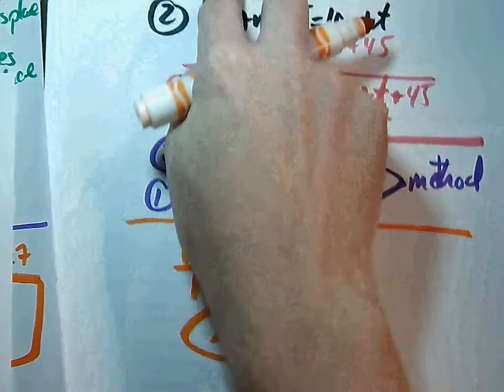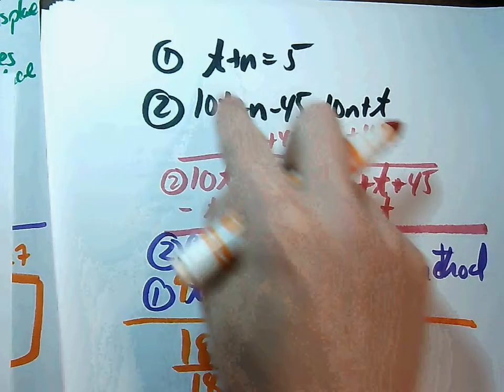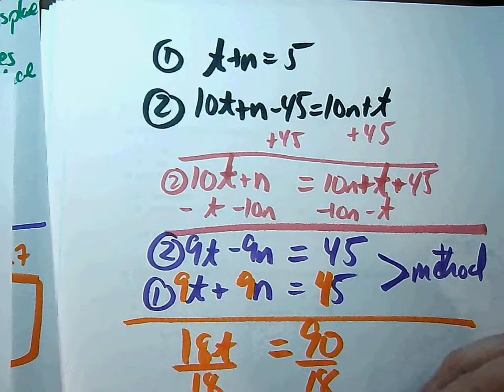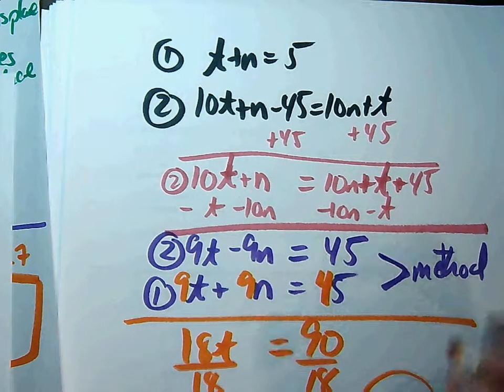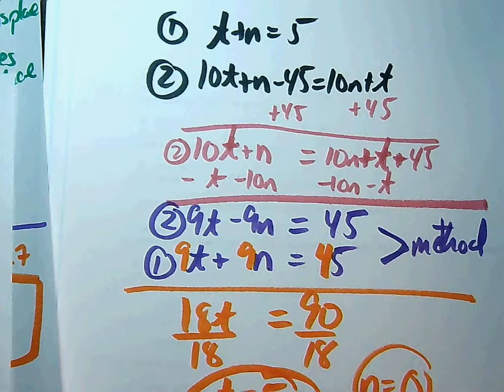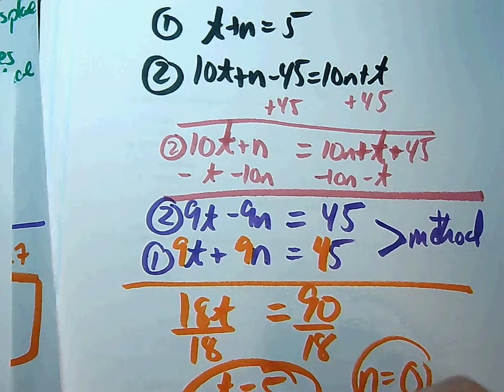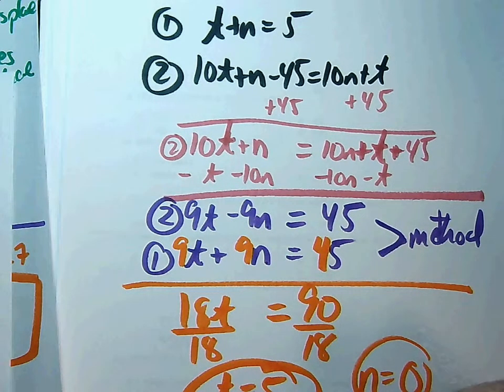Then I can go back to either equation. Well, that one's super easy. If t is 5, what does n have to be? 0. Because 5 plus 0 is the only thing that gives you 5. So my number is 50.